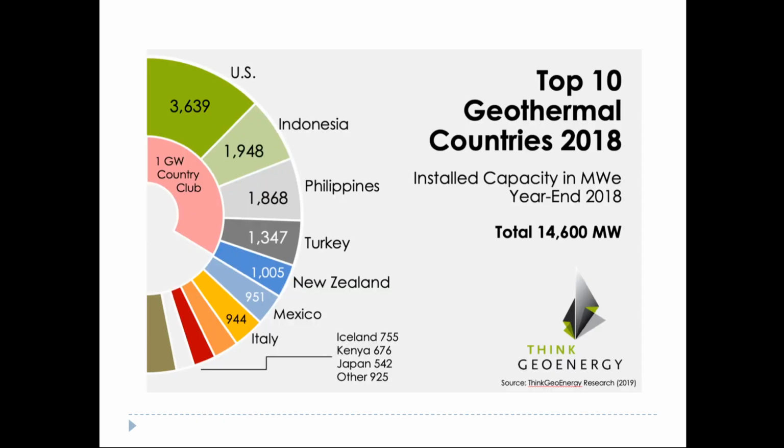So this diagram shows the top 10 geothermal countries in 2018 with installed capacity in megawatts electrical. So total it is 14,600, more than 10,000 now. So top is the US, then Indonesia, Philippines.